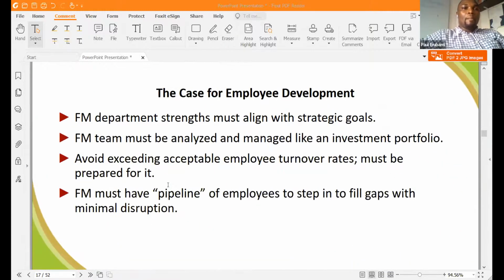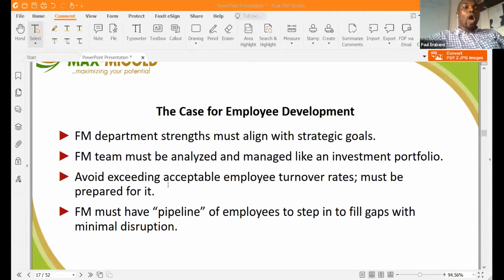Case for employee development. Like I said, it is very important for you to have developmental activities for your employees. It is very key, and it's part of your succession plan. Facility management department strength must align with the strategic goal. As a facility manager, you should ensure that the overall strength of your department aligns with what your organization is looking for. The expectation of the organization must be aligned with what you are doing. Because if what you are doing is A and your organization expects Z from you, there is a misalignment, and there will be a problem.